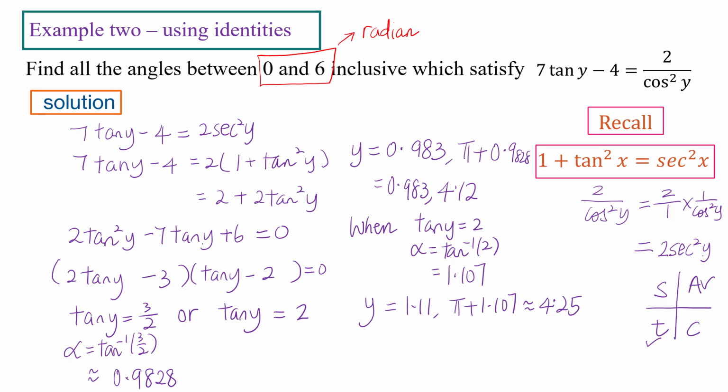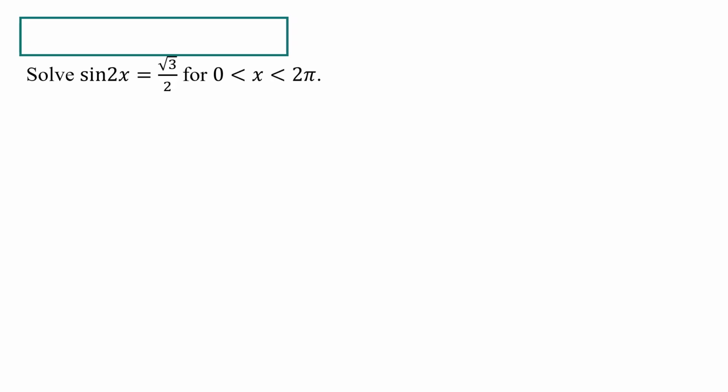So therefore, your answers would be 0.983, 1.11, 4.12, and the last answer is 4.25. Right, let's look at the next example. That's example 3.